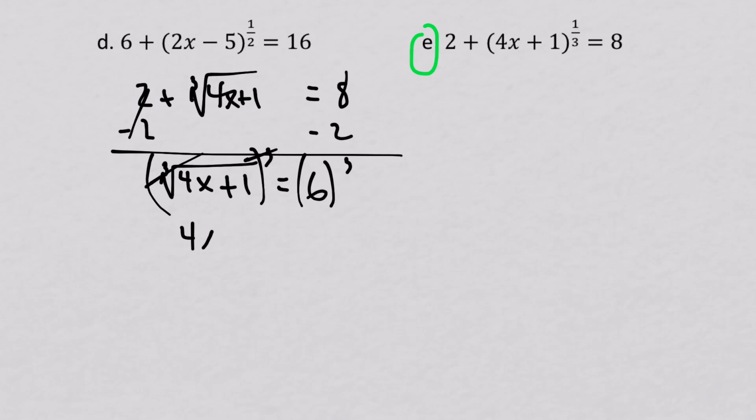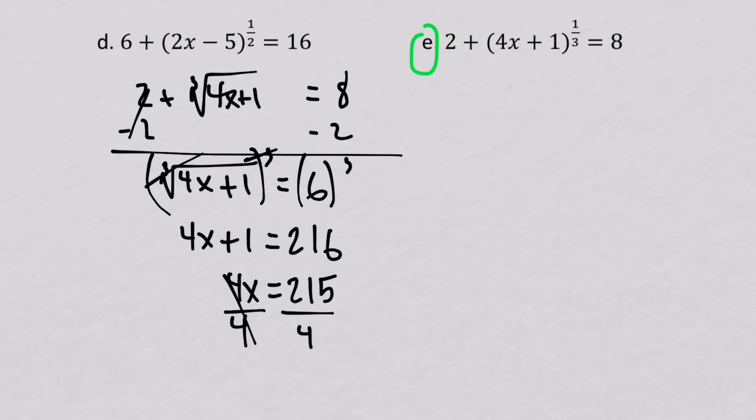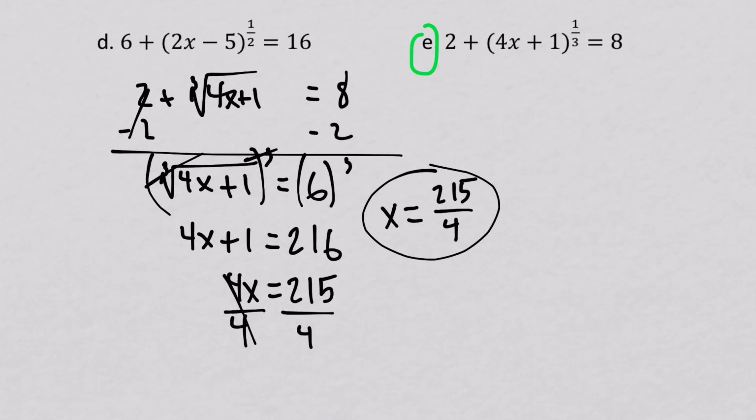Cube it. Cancels. 4x plus 1 equals 6 times 6 times 6 is going to be 216. Subtract 1 from both sides. You get 4x equals 215. And divide by 4. And that is your final answer. X equals 215 over 4. You could leave it as a fraction or you could write it as a decimal if you want.